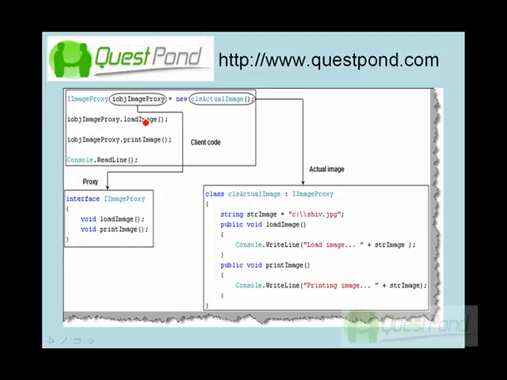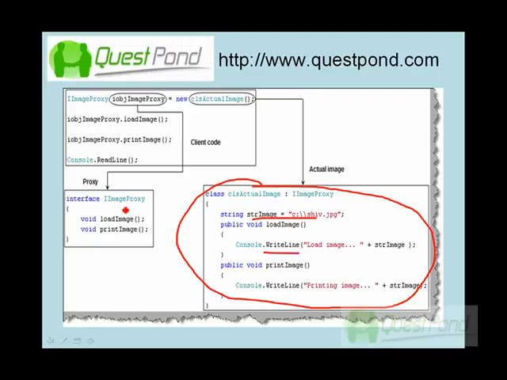So here's an example. This is my actual image, a huge image, probably something which is loaded, and here's my proxy. Point to be noted is that the actual class should inherit from the image proxy, so that you can use the interface to point towards it.